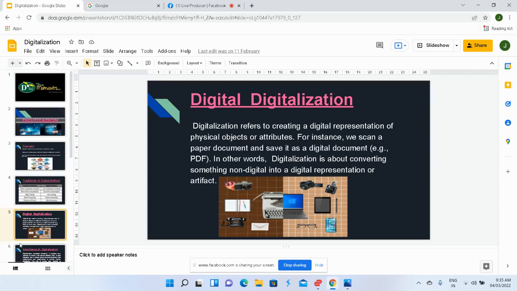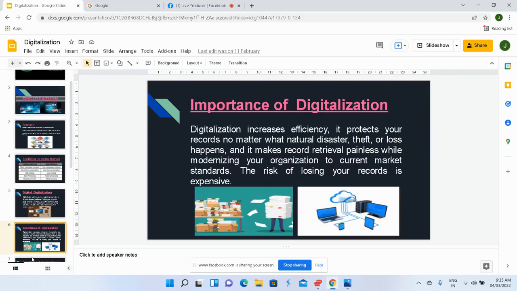So now we come to the importance of digitalization. What we understood about the importance of digitalization is that the main thing is the errors. The efficiency in the work is greater rather than creating errors.